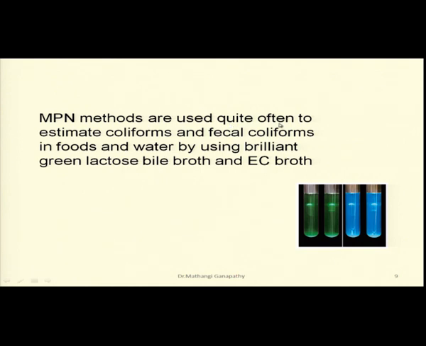MPN methods are quite often used to estimate coliforms and fecal coliforms in food and water by using brilliant green lactose bile broth, otherwise called BGLB. B stands for brilliant green, lactose bile, BGLB broth, and EC broth. These two specifically allow the coliforms and the fecal coliforms to grow, while at the same time they inhibit the other microbes. So the color change here would indicate that the microbes have grown, the presence or absence of the microbes concerned.